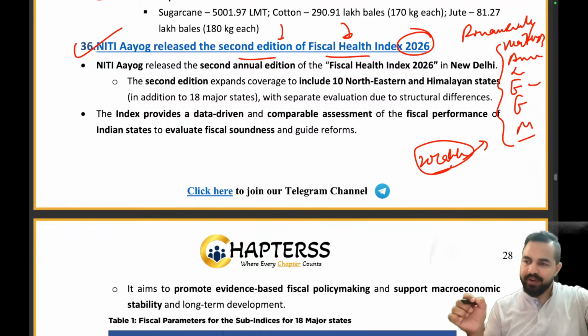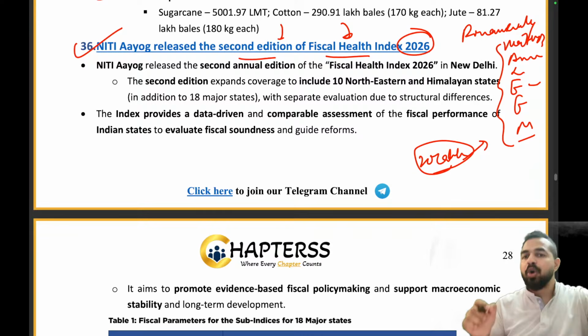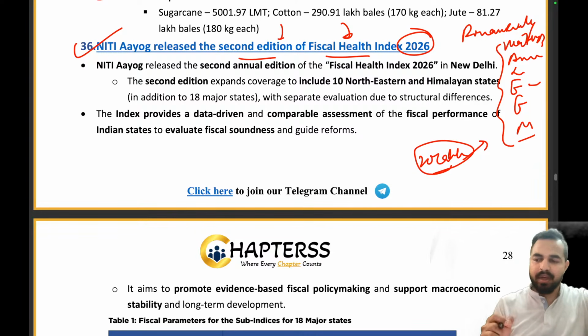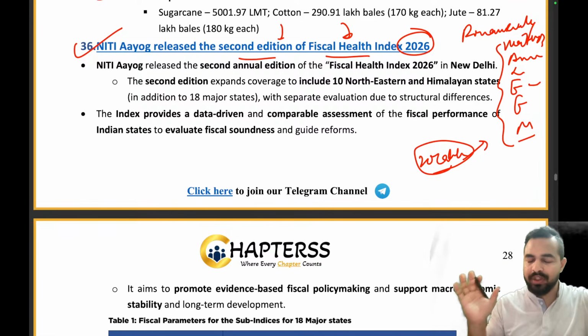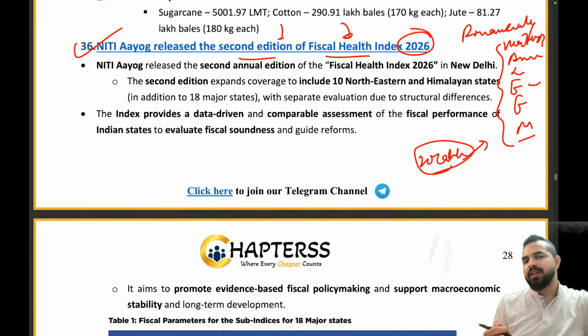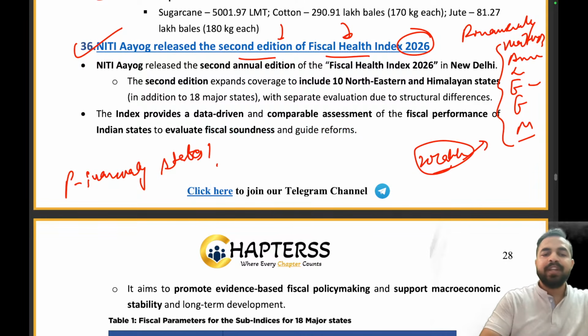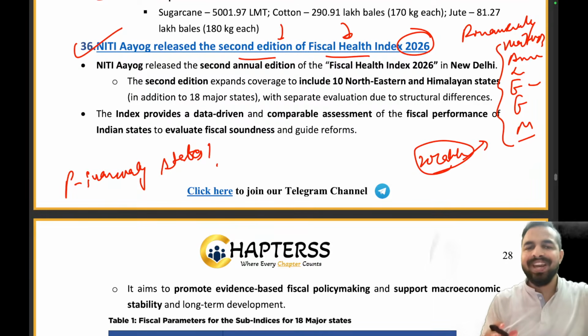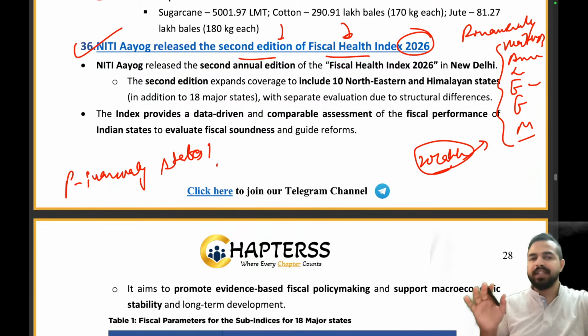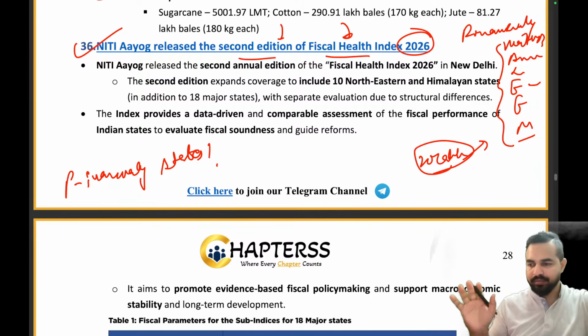So that's how, my dear friends, when there are states in our country who want to take welfare steps for the people living in the state, we have to ensure how financially healthy these states are. And to identify the financial health of the states, we have the Fiscal Health Index, which has been launched by Niti Aayog.